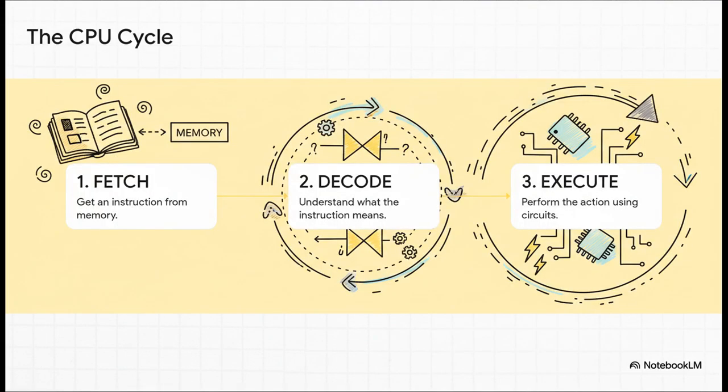And the CPU, its entire job is to just follow that recipe, mindlessly, one step at a time, billions of times a second. It does this little 3-step dance, as you can see here. First, it fetches an instruction. Then, it decodes it to figure out what to do. And finally, it executes it, using those logic circuits we talked about. Fetch, decode, execute, over and over and over again.